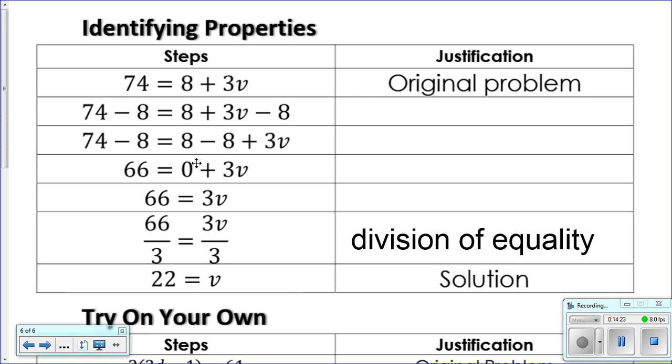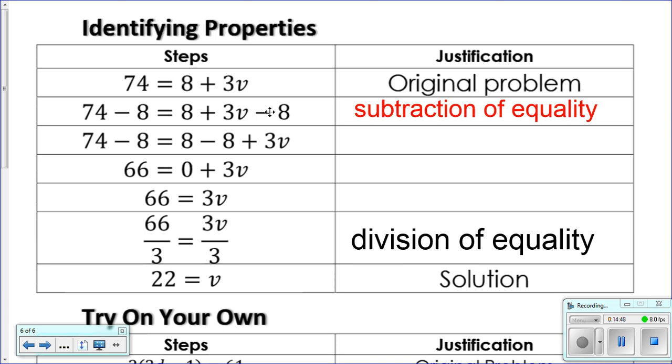So for this, we're going through and we're just trying to figure out the problem. So this one, we have our original problem. Now, from 74 equals 8 plus 3v to this line, what did we do? Well, we subtracted 8 on both sides, and we have a minus 8 on both sides now. So that's our subtraction property of equality. Okay?